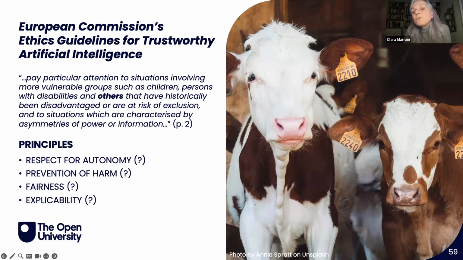For instance, what if we assessed smart farming systems against the principles underpinning European ethics guidelines for trustworthy artificial intelligence? The guidelines specify that designers of AI systems should pay particular attention to those who have historically been disadvantaged or are at risk of exclusion, and to situations which are characterized by asymmetries of power or information. A statement that perfectly describes the condition of farmed animals.